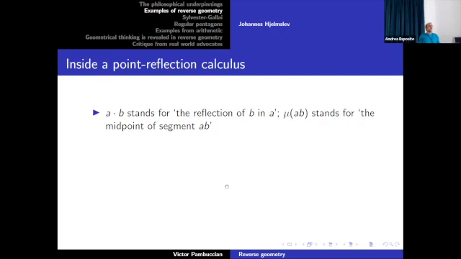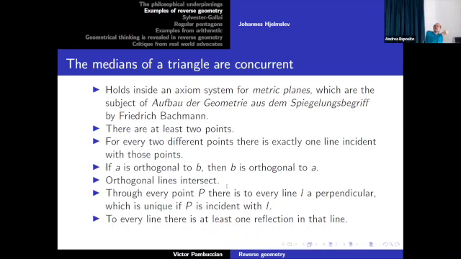This is a world where only points exist. And there are 2 operations on these points. One is the reflection of one point in the other, which is written A times B. So that means the reflection of B in A. And the other operation is the midpoint operation. Given 2 points, it gives you the midpoint. Notice the other one didn't have a midpoint at all. And in fact, there are models without midpoints.